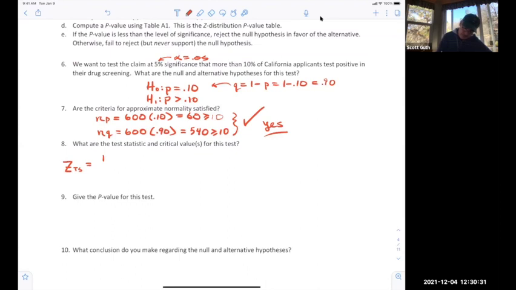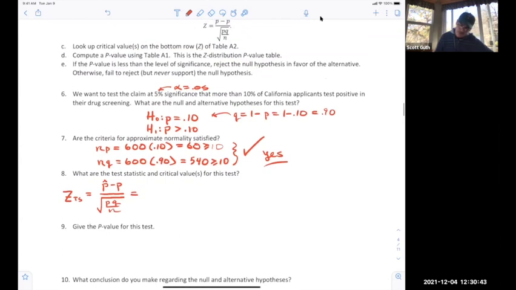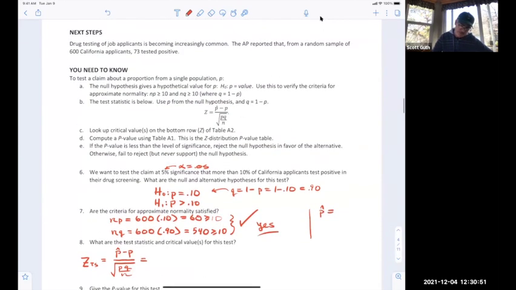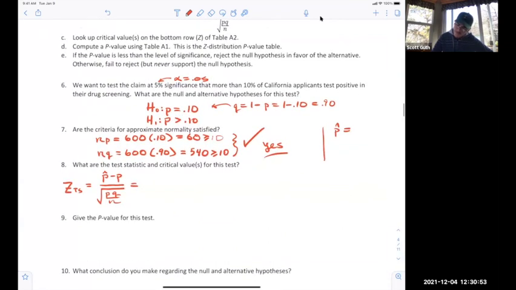So our Z statistic is p hat minus P over the square root of PQ divided by N. Okay, so I don't think we've done p hat. So over to the side, I think we'll do p hat. And I think it said 73 out of 600 were positive. And maybe we'll have to round this a little. So it's 0.122 when you round it to three significant figures.